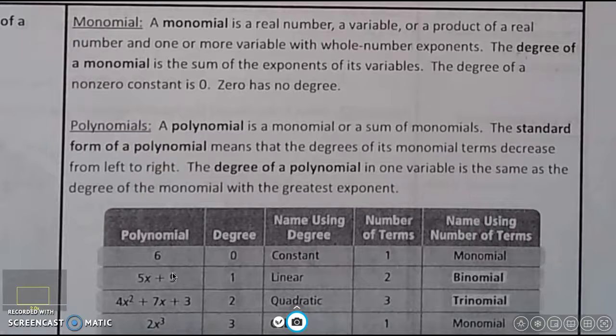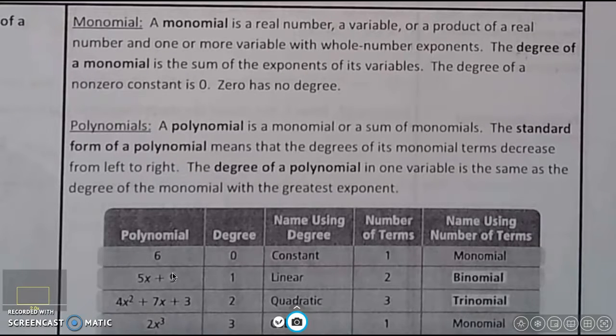Likewise, if this was instead D squared R cubed, this has a degree of 5. Exactly. This is a monomial. It's one term. There are no terms being separated by addition or subtraction symbols. All right, a polynomial is a monomial or a sum of monomials.